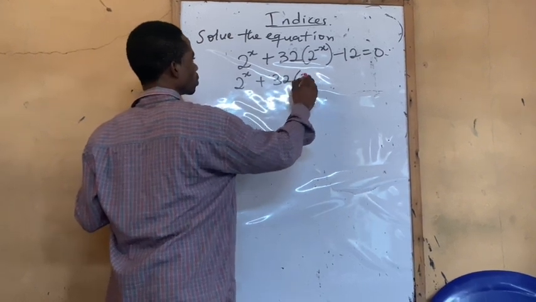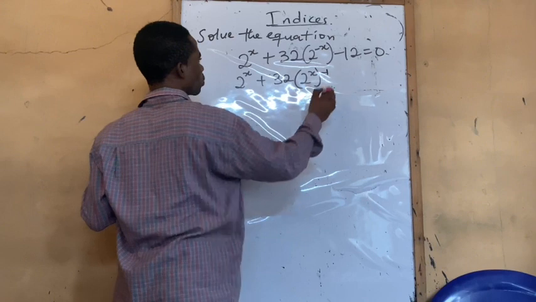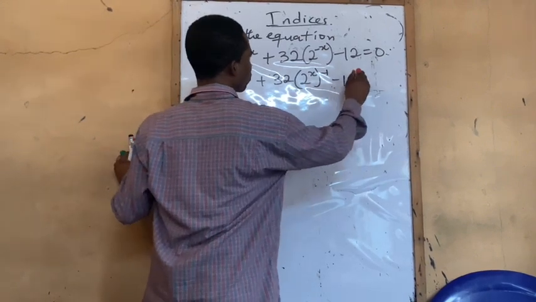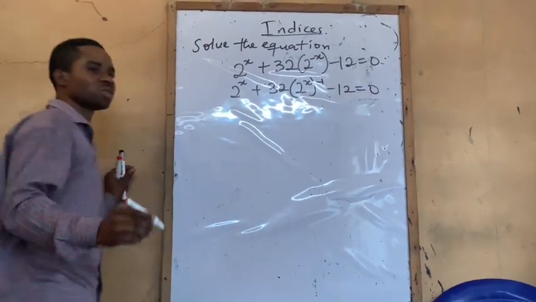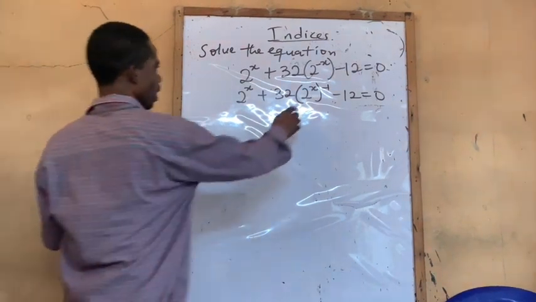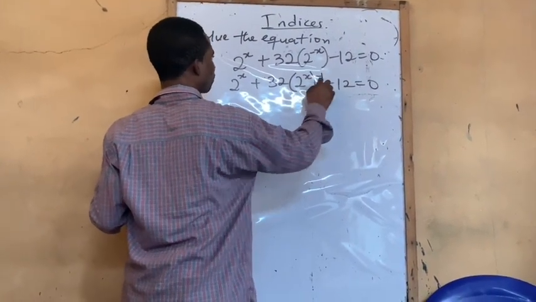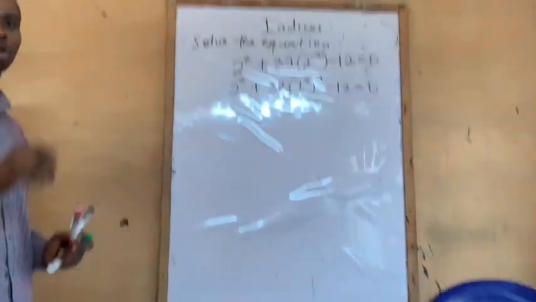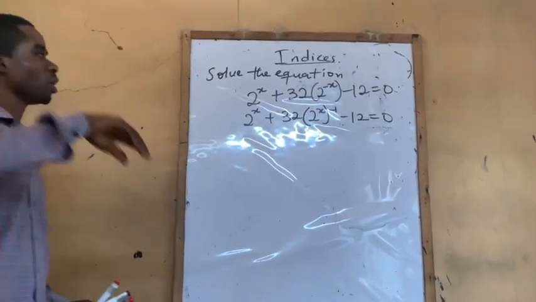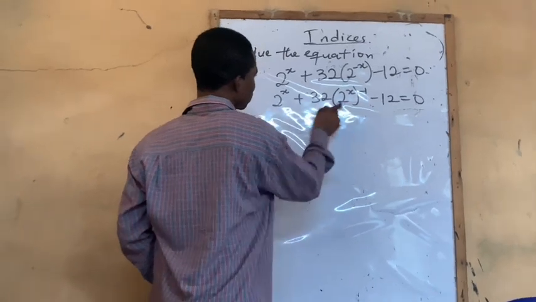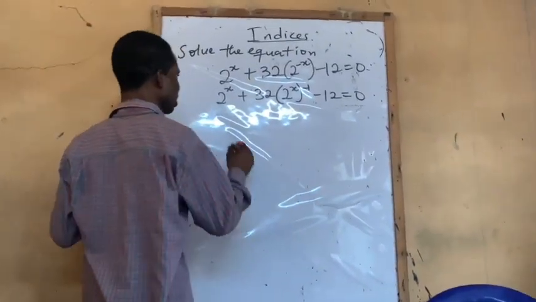You know, if I say 2 raised to the power x minus 1 minus 12 equals 0, it's still the same thing because minus 1 times x is minus x, power of power. There's a law in indices that we call power of power. Now that you have made this one to be the same with this one, now represent it.